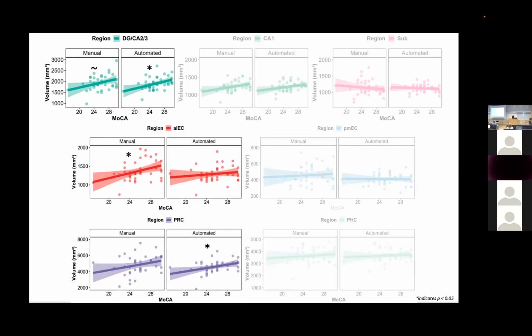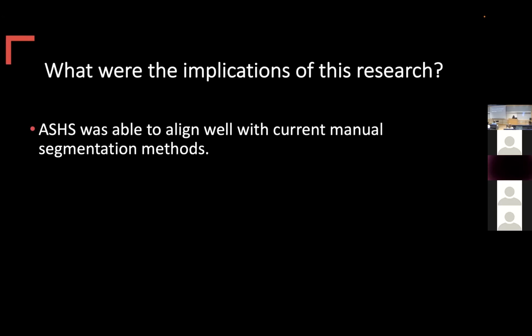And finally, unlike the findings from Olsen and Young, we did not find a significant association between automated volume in the anterolateral entorhinal cortex and MoCA. And so overall, our study indicated that ASHES was able to align well with current manual segmentation methods.